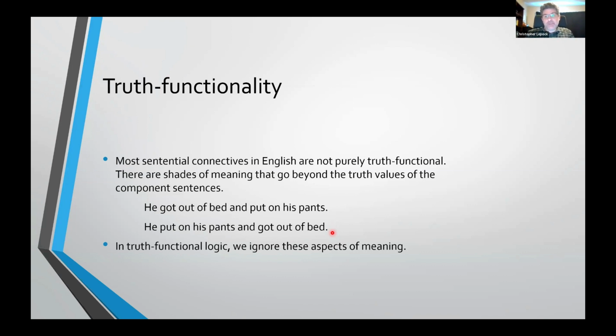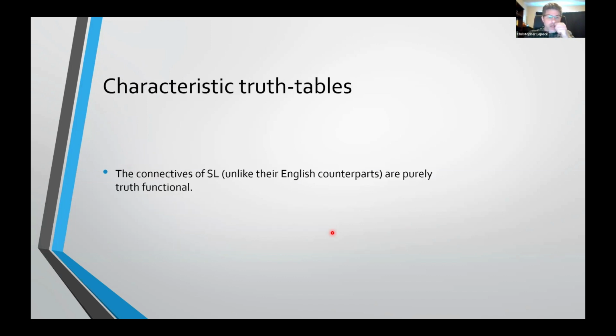If you want to talk about times, then of course you can. You just need special operators for that, which we're not going to get into in this course. So the connectives of SL, unlike the English words that they apply to, are purely truth functional. Anything else with them just doesn't apply at all. So you need to remember when you're symbolizing that anything going on in the sentence or in the meaning of the word that's not truth functional is not going to be captured in the resulting molecular sentence of SL.